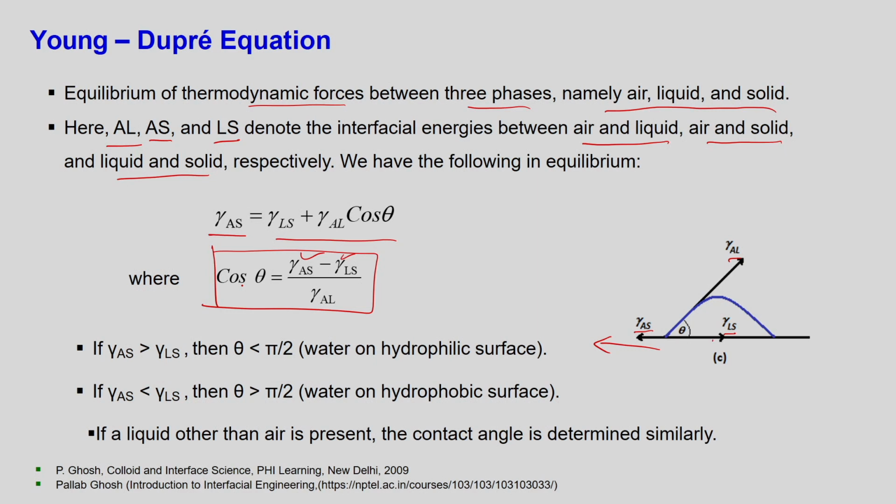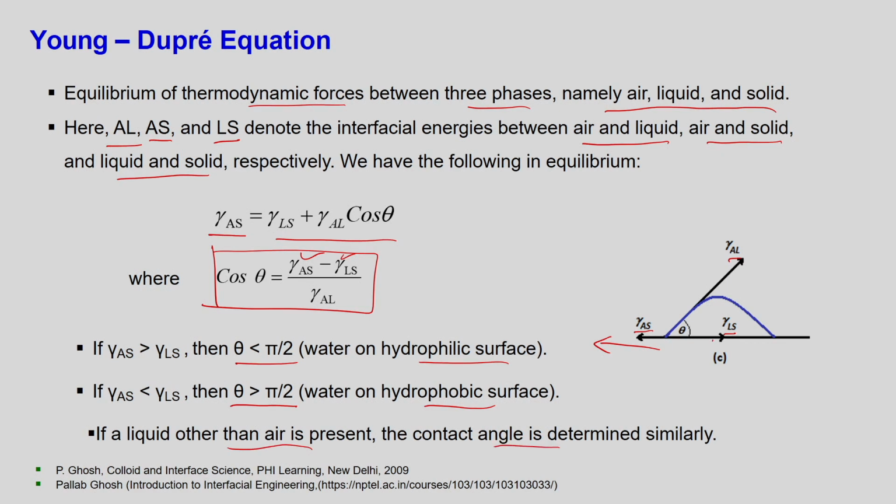As I told you in the earlier slide, if theta is less than 90 it is a hydrophilic surface, and if theta is greater than 90 it is a hydrophobic surface. If a liquid other than air is present, the contact angle is determined similarly.